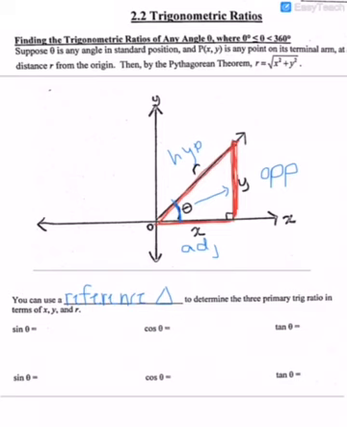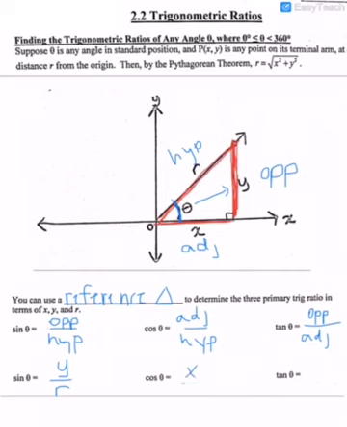And we know that sine is opposite over hypotenuse. We know that cos is adjacent over hypotenuse. And we know that tan is opposite over adjacent. So if we're thinking of it in terms of x, y, and r, that means sine would actually be y over r, cos would be x over r, and tan would be y over x.